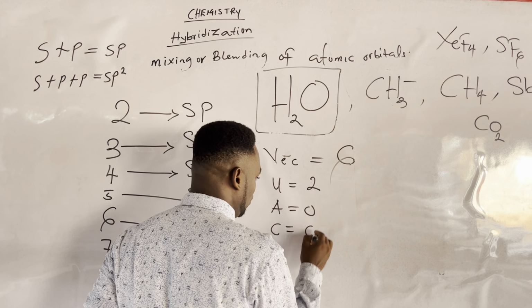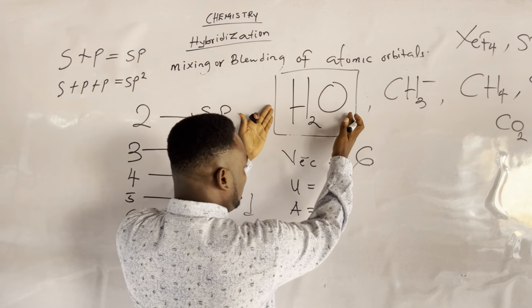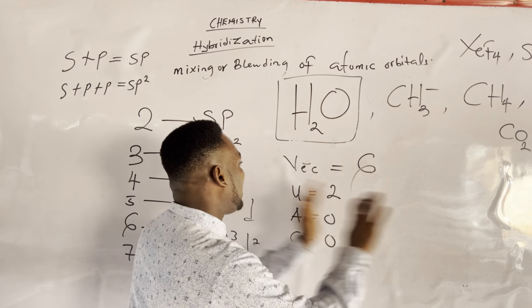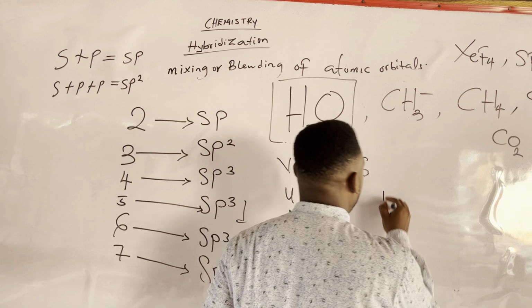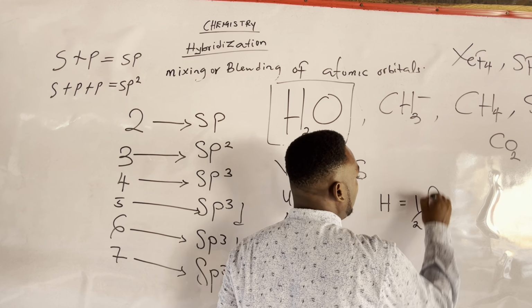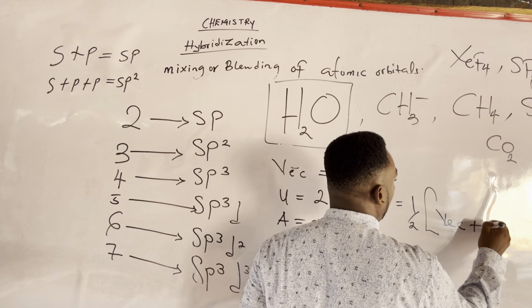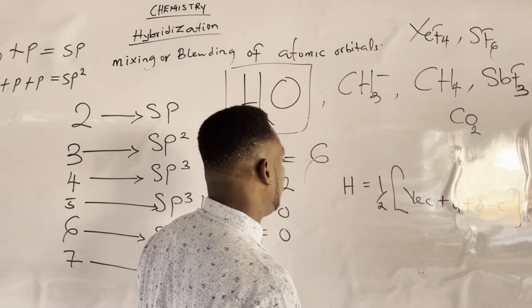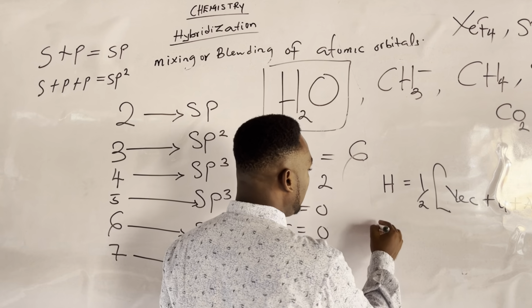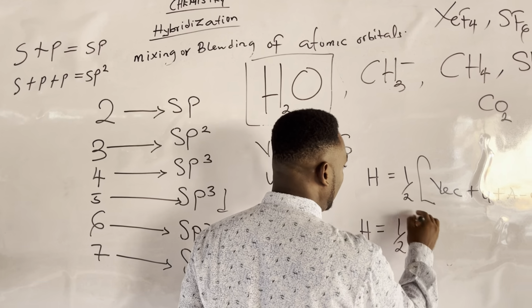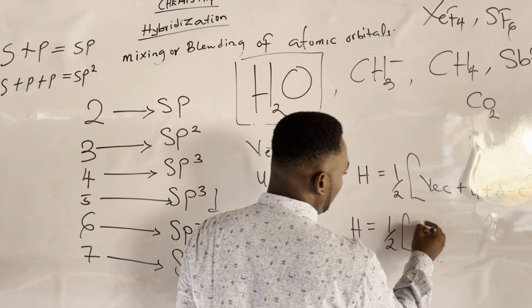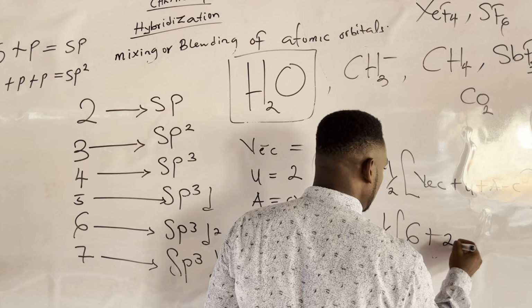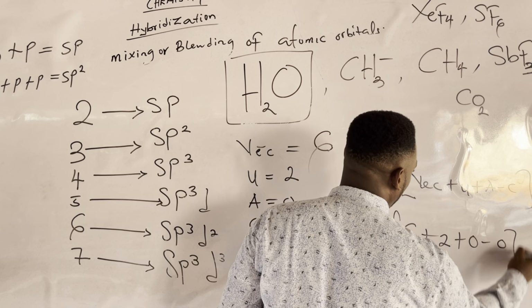Therefore, cation is also what? 0. No positive charge, no negative charge. Anion 0, cation 0. Put everything inside our formula. Let's determine H. H is equal to half into VEC plus U plus A minus C. So how do we do this now? H will now be equal to half into what is our VEC, class? 6, plus what is our U? Univalent 2, plus 0 minus 0.